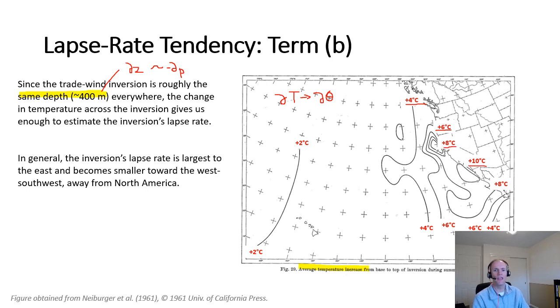give us a measure of the inversion's strength, and thus a measure of the lapse rate changes associated with the wind field here. And so we know that the inversion is strongest near to the west coast of North America and becomes smaller as you head out here closer to Hawaii. And so we have a gradient where you have larger lapse rate here near to the coast and smaller lapse rate out here over the open oceans.